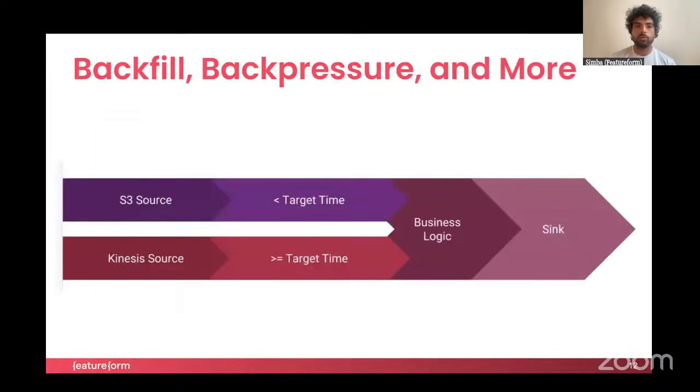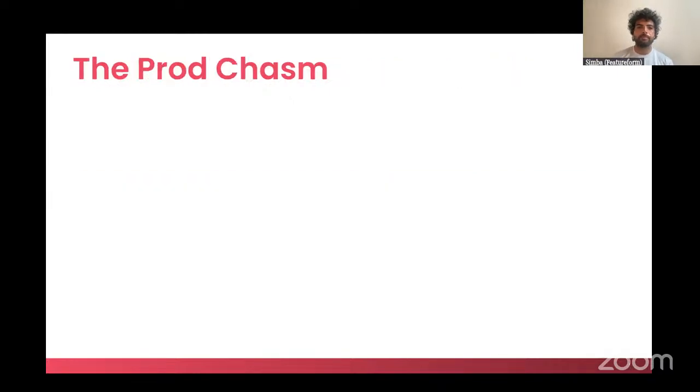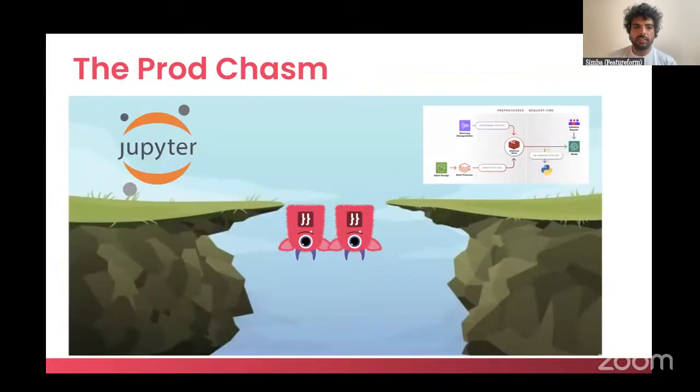It gets even worse when you deal with streaming, because now you have to start worrying about backfilling, back pressure, and much more. So there's this chasm between our notebook environment and production. Getting those notebook features into production is really hard. Part of why feature stores, and Featureform specifically, exist is to bridge that chasm so that it becomes much easier to take those Jupyter features and put them in production.